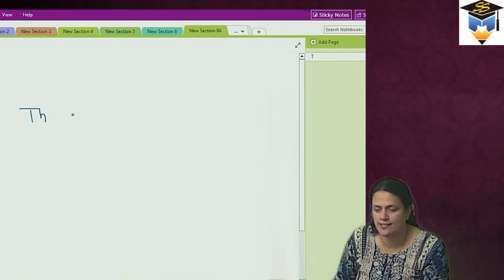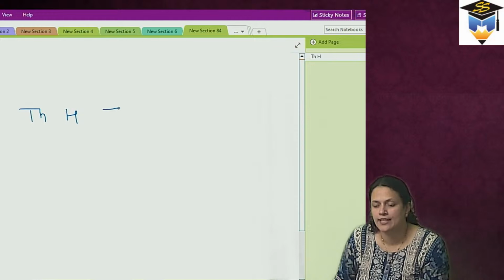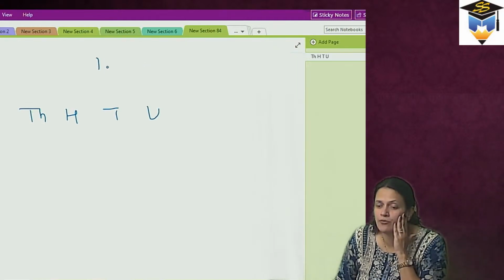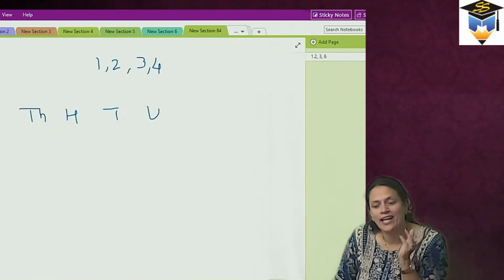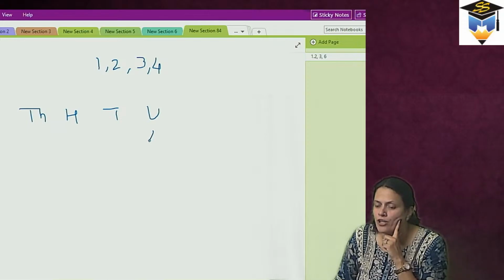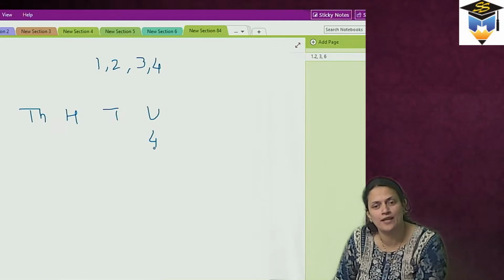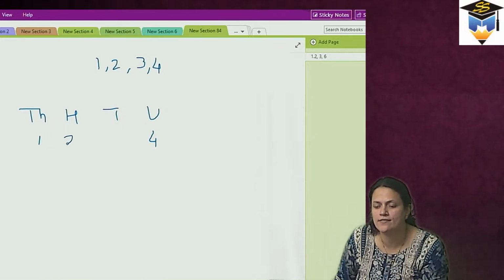This is the thousands place, hundreds place, tens place and ones place, or units place. The digits are 1, 2, 3, 4. So I can form this number by placing 4 here always. 4 is always present in the units place and the rest I will arrange as it is.